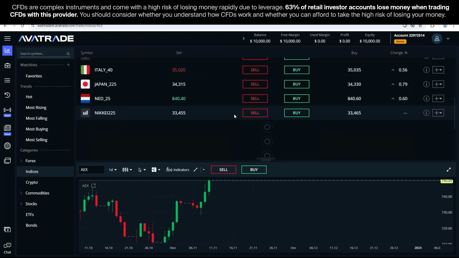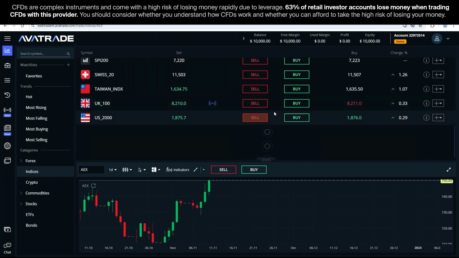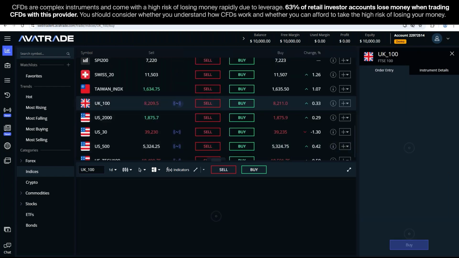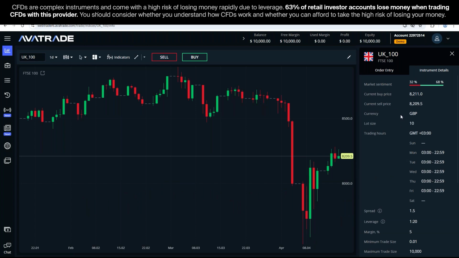We can get not only the times that the instrument is open, we can also see all kinds of different parameters. So if we take FTSE, as you can see, it's showing us the times and the days that it's open. Okay, FTSE is open from 3 to 11, right? That's GMT plus 3.